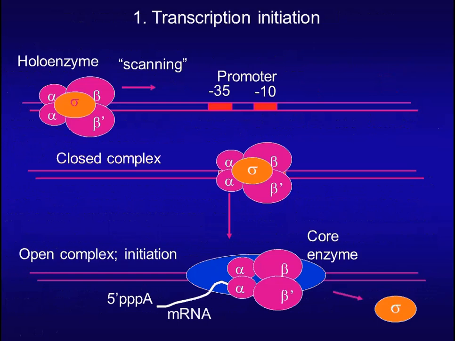For initiation, the holoenzyme scans through the chromosome to find the promoter region. Once it finds the promoter sequence, the sigma factor will dissociate and RNA polymerase will start RNA synthesis.